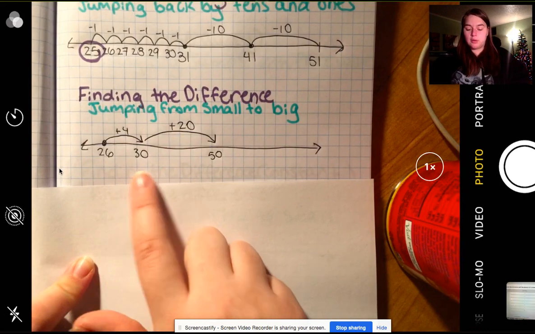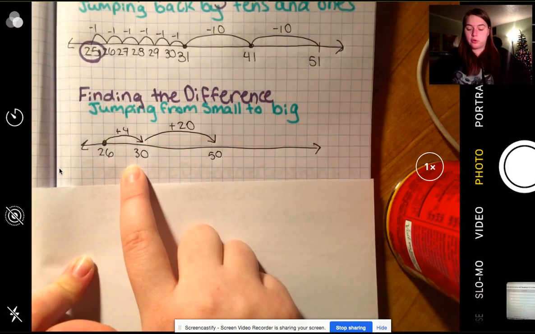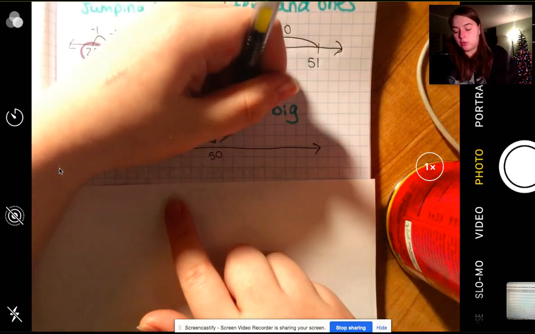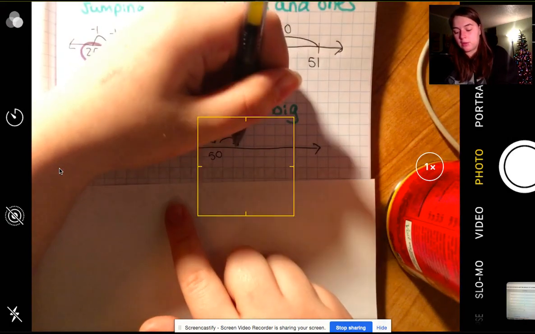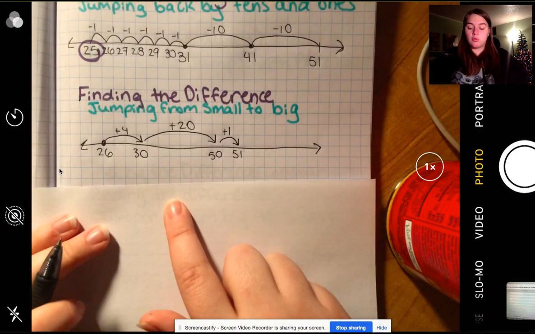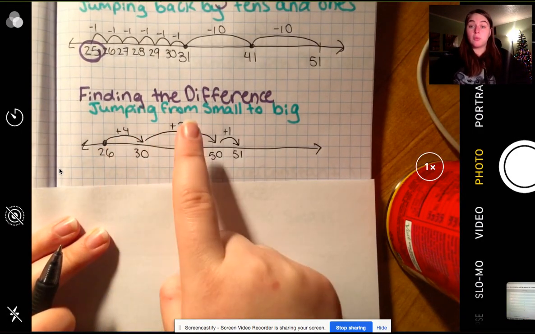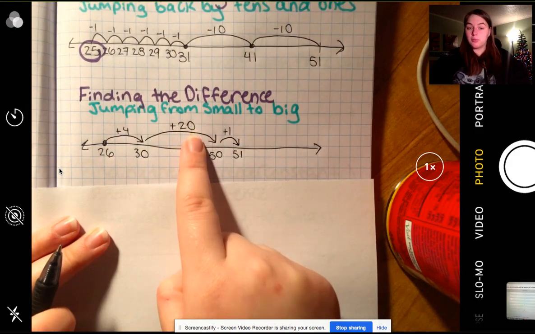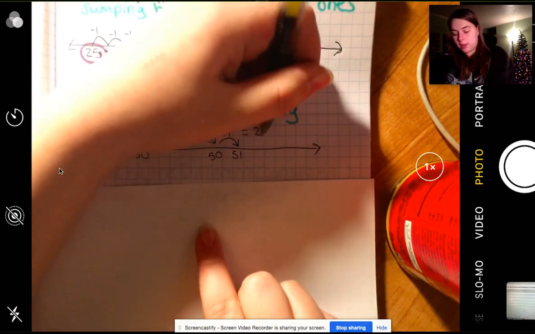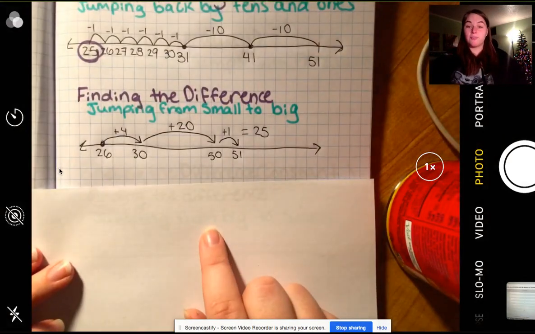Well, let's see. So we've done 26, 30, 50, and we just need to end up at 51. So we can just do one more jump by 1 to end up at 51. And that was just a jump of 1. So altogether, we jumped 4 plus 20 is 24, plus 1 is 25. So we still ended up at 25.